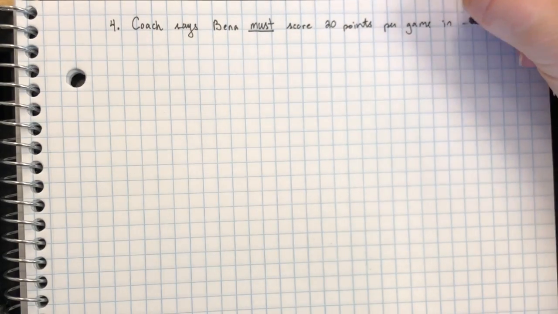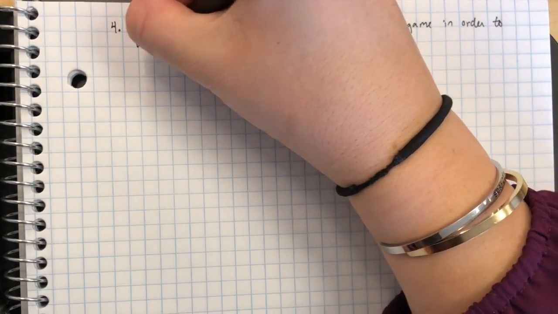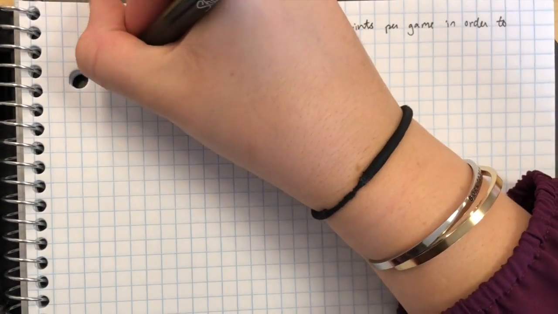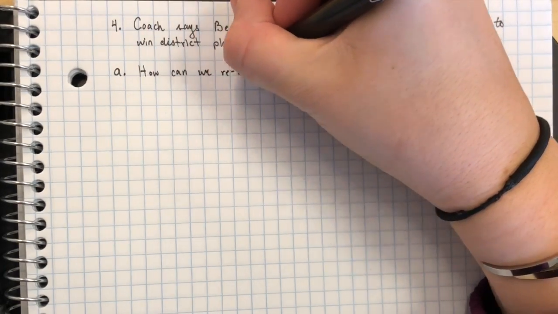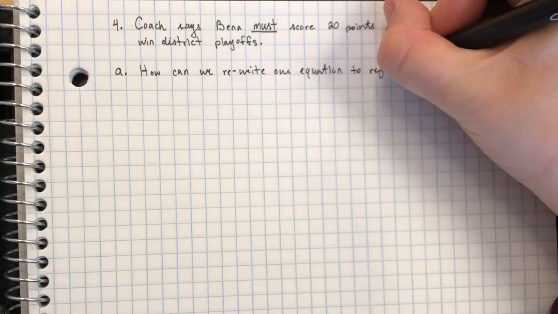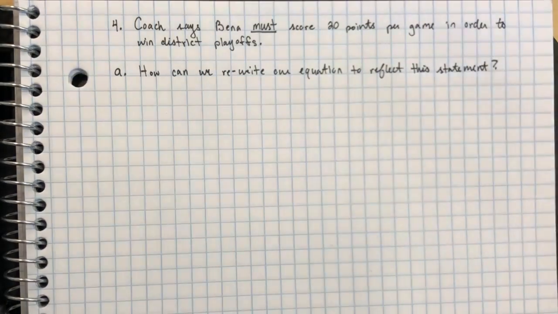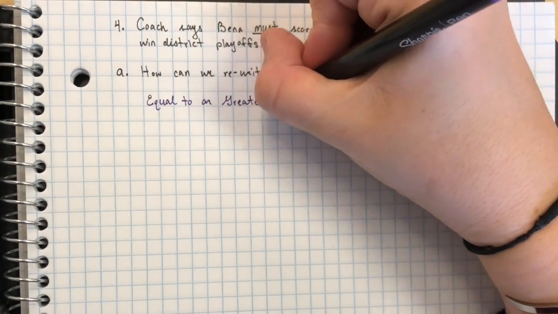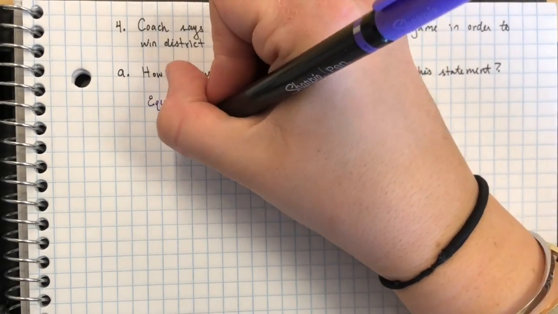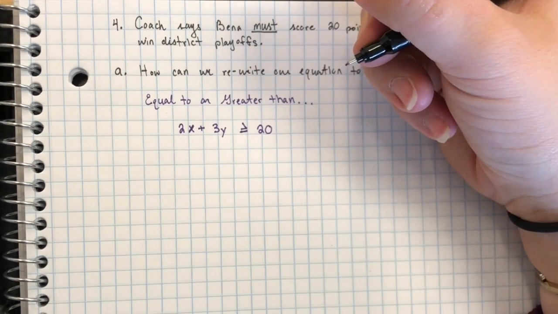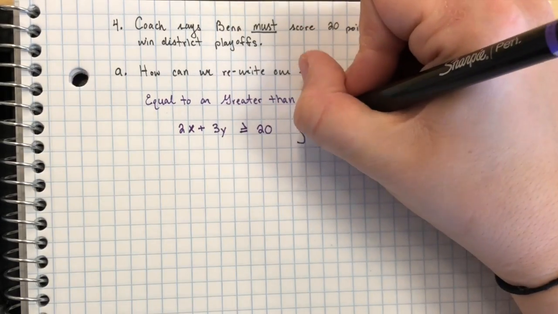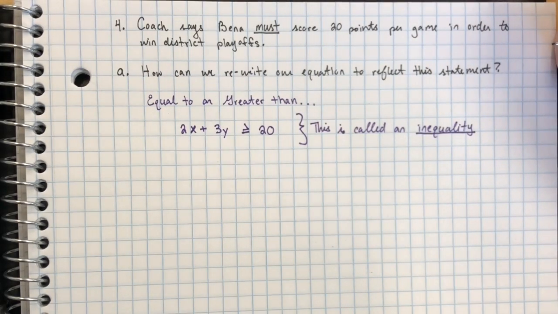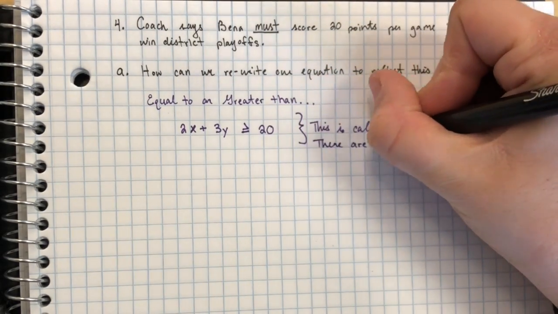Number 4, the coach says Bana must score 20 points per game in order for them to win the playoffs. So if she has to score 20 points, that means she has to score greater than or equal to 20 points. So part A says, how can we rewrite our equation to reflect this situation? So our equation needs to change from having an equal sign to having a greater than or equal to inequality. So that's the inequality symbol, that little caret with the line underneath. That means greater than or equal to.